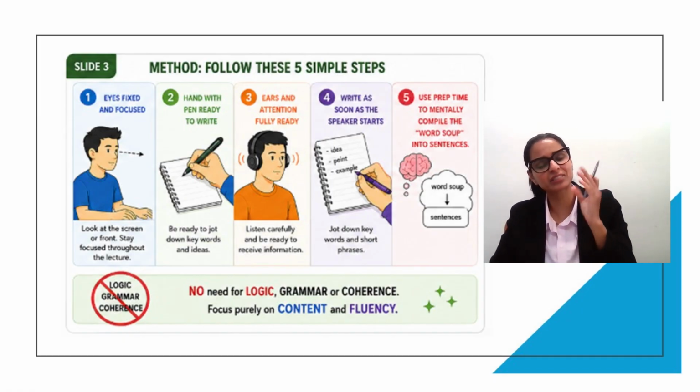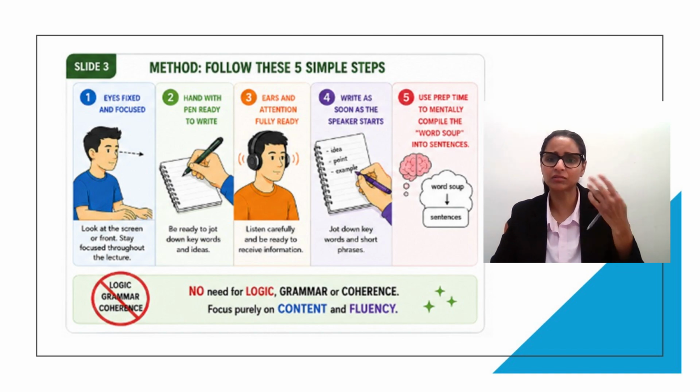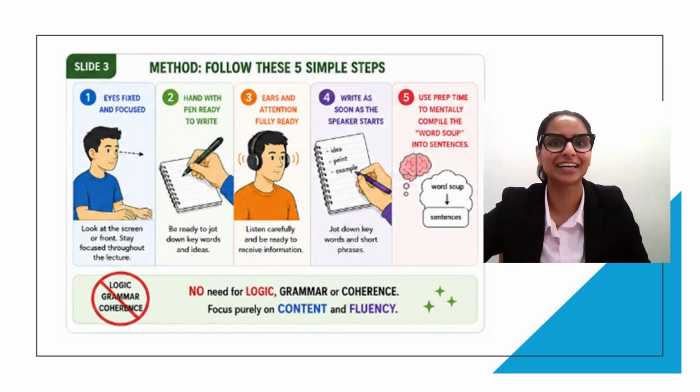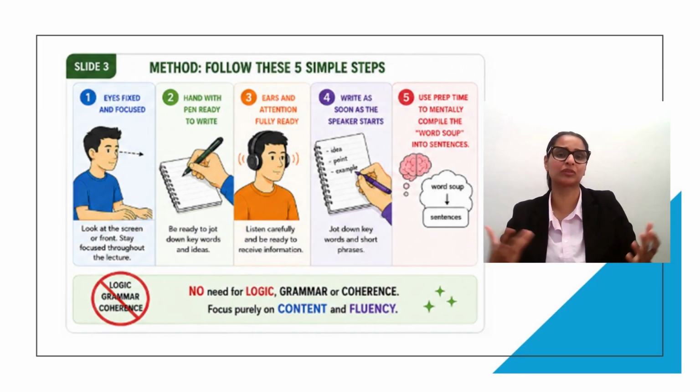Your eyes need to be fixed and focused down, ready and waiting to get information. You either look at the screen or front, and I prefer looking down. I don't know why I put that in the notes, but your hand needs to be ready with your pen to write. Again, for my notes here, for official purposes, I've said key ideas and keywords. No, I don't need key ideas and keywords. I just need words. Okay? There's a massive distinction there. I just want the words.